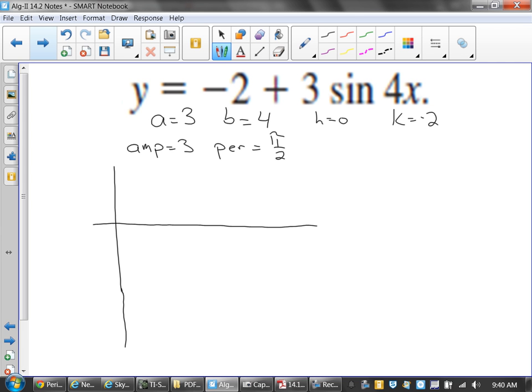Again, we're going to mark off our period. We know it's going to end at pi over 2, and it starts at 0. What's halfway between pi over 2 and 0? Pi over 4. What's the next halfway point between pi over 4 and 0? And then in between here is? Very good. Our amplitude is 3.